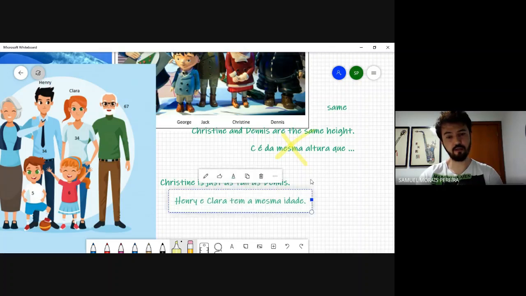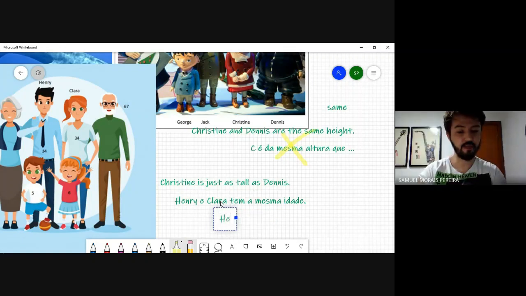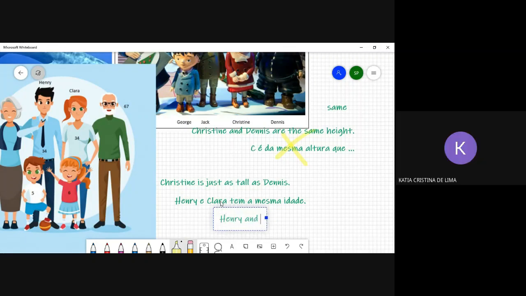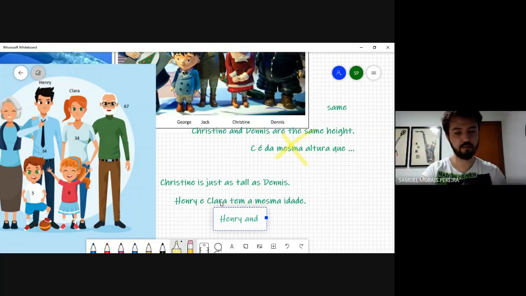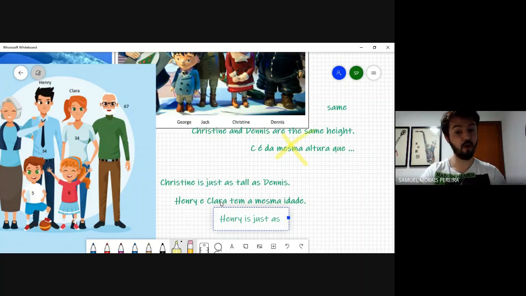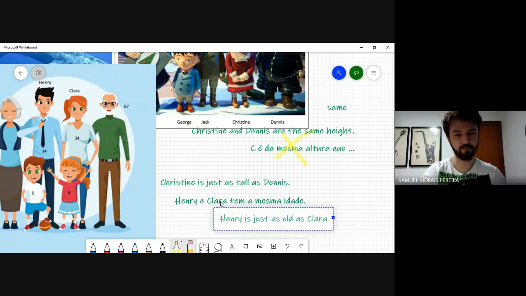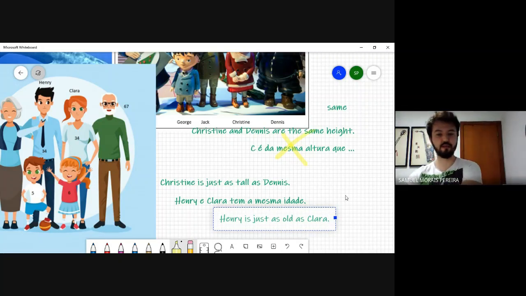Então, vamos lá, Kátia. Como você fez isso daqui, eu vou pedir para você fazer essa, ok? So, just pay attention. Henry and Clara têm a mesma idade. How do you say that? Henry, tem som de R. Henry and... sorry. Tá certo. Is just as old as Clara. Exactly. Henry is just as old as Clara.